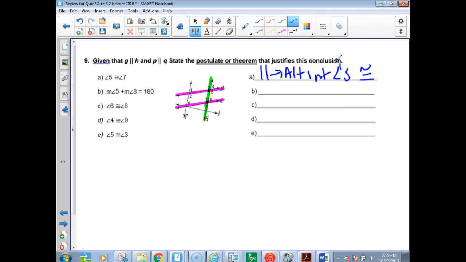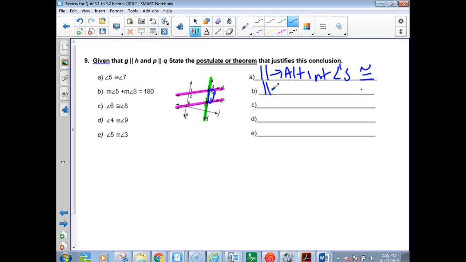That's what you're supposed to write. Now, that's not going to be enough for this one. If you just write alternate interior angles, I'm going to have to do something. It's because the lines are parallel that alternate interior angles are congruent. You can have alternate interior angles that aren't congruent, because the lines aren't parallel. That does make a difference. All right, 5 and 8 are consecutive interior to the lines G and H.